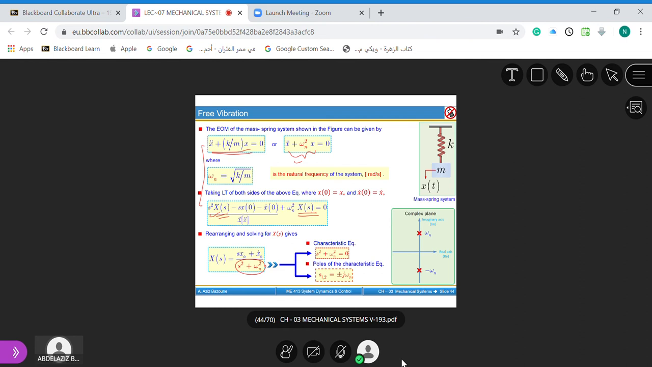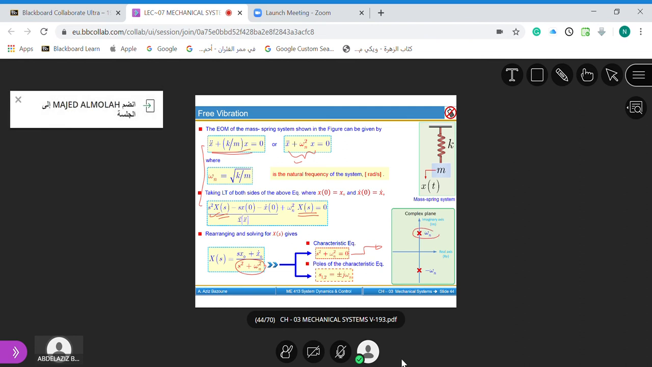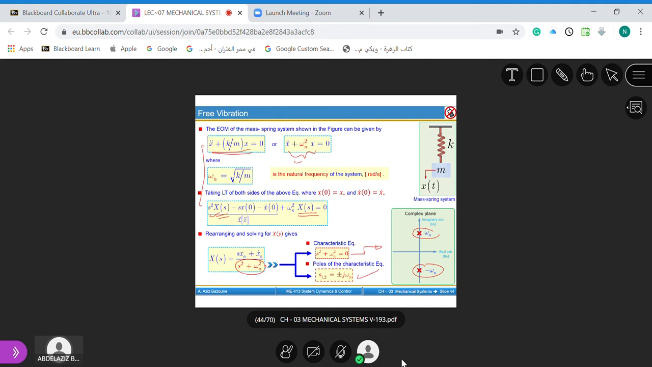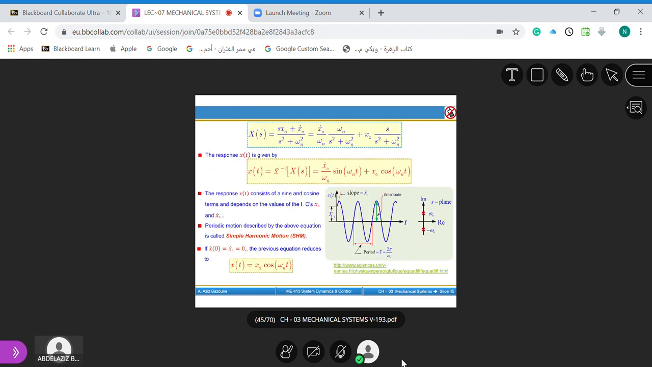It's complex. So if you draw the poles on the complex plane, you will have plus j omega n here and minus j omega n here. These are the two poles. So if you now look for the response, what is the response x of t? Usually we look for the response. I guess that now everybody can know what will be the response of this one by taking the inverse Laplace transform of this.